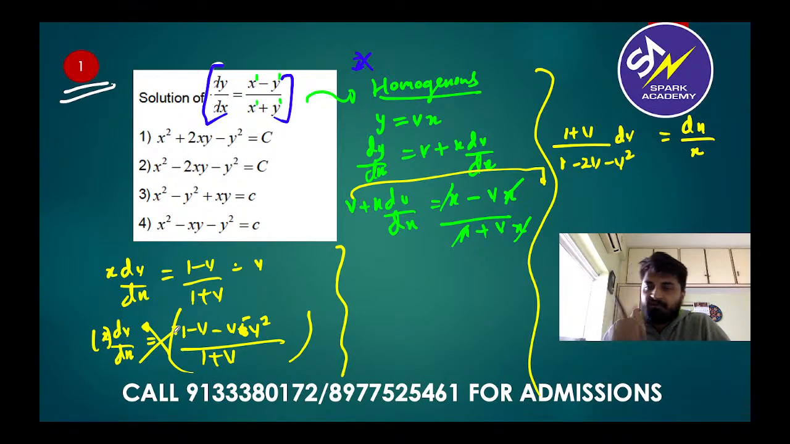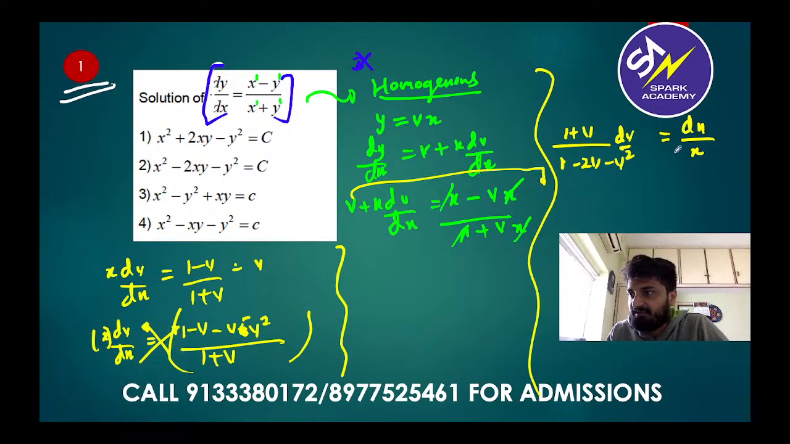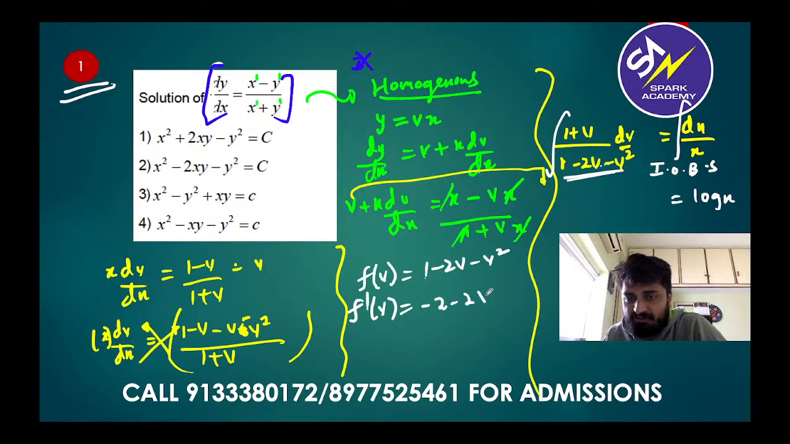So when you are doing this, what next can we do here? We have separated the v variable, we have separated the x variable. So I just have to integrate on both sides. If you are integrating this, you know the integral of 1 by x is nothing but log x. And for this, if this is f of v, the denominator term 1 minus 2v minus v square, if you just differentiate it, what am I getting? Derivative of 1 is 0, derivative of minus 2v is minus 2, derivative of v square is minus 2v. So you are getting minus 2 minus 2v, or if I take minus 2 common, I will be getting 1 plus v, right?